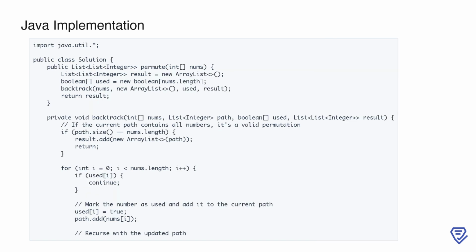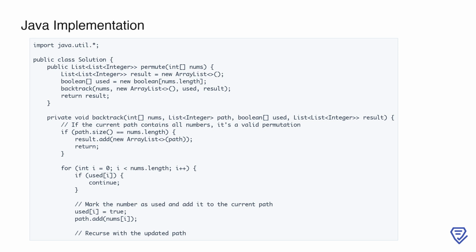Here, we start by importing the necessary packages and defining our Solution class. The main method of interest is permute, which takes an integer array nums as input and returns a list of all possible permutations. Inside this method, we initialize an empty list called result to store the permutations, and a Boolean array called used to keep track of which numbers have already been included in the current permutation. We then call the helper method backtrack, passing in the input array, an empty list to represent the current path of numbers, the used array, and the result list.